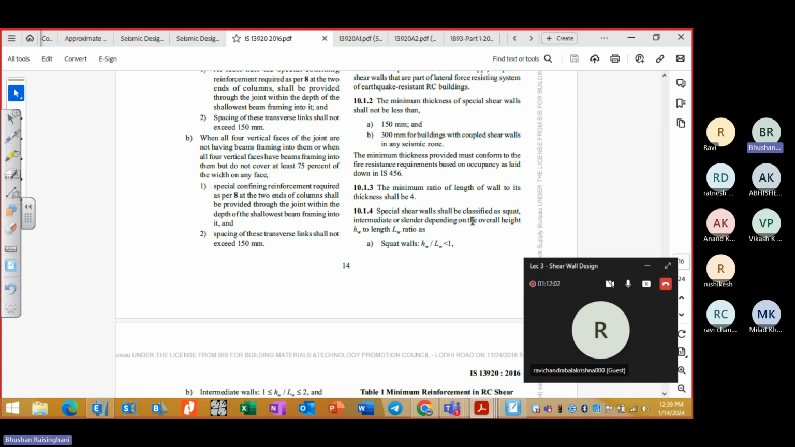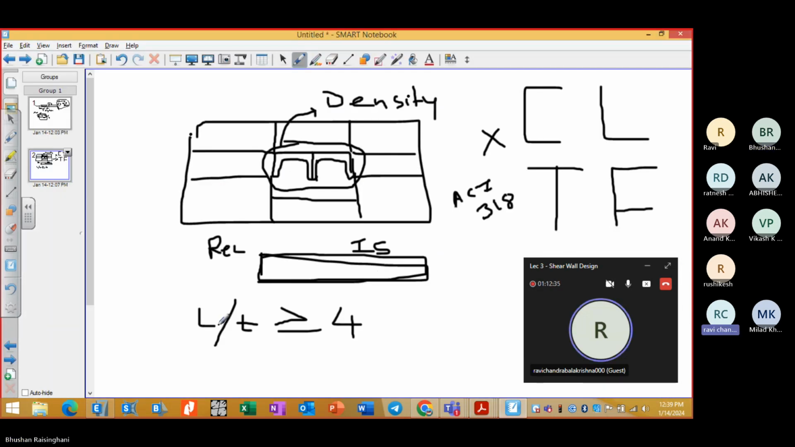What is the length of the wall at the bottom? So length has to be constant, right? It does not vary with the height of the building. It is the length at the base of the building versus its thickness. So is it length we are talking about or height? It is clearly mentioned the length of the wall to its thickness, not the height of the wall to its thickness, right? So we should be clear that the length of the wall in plan versus its thickness, the ratio should be greater than or equal to 4.